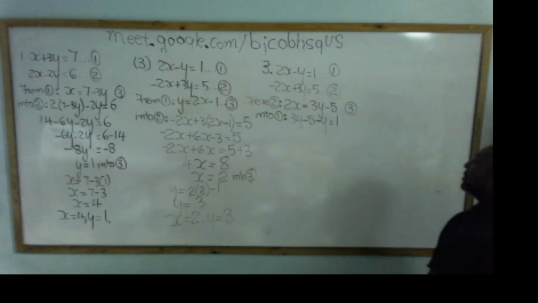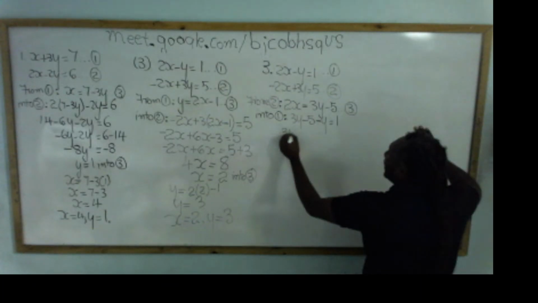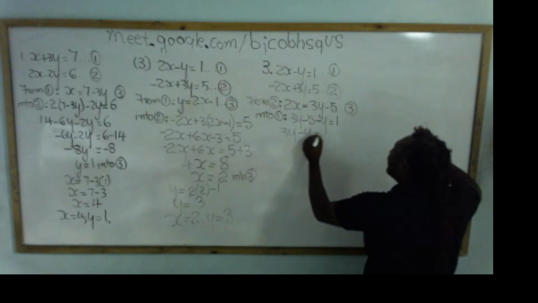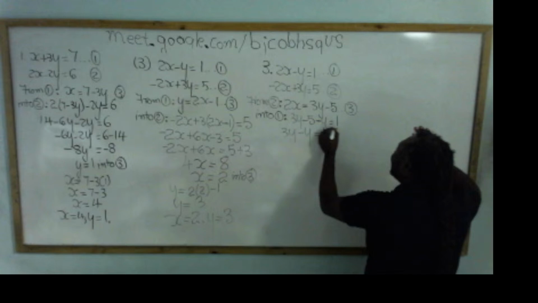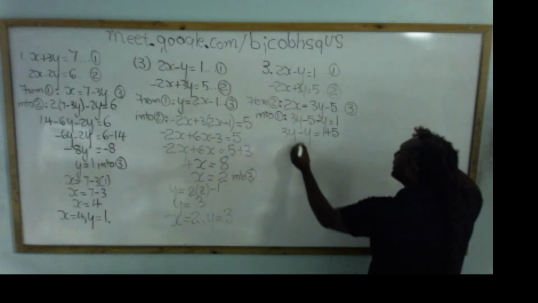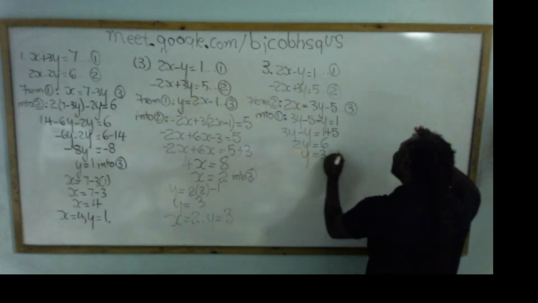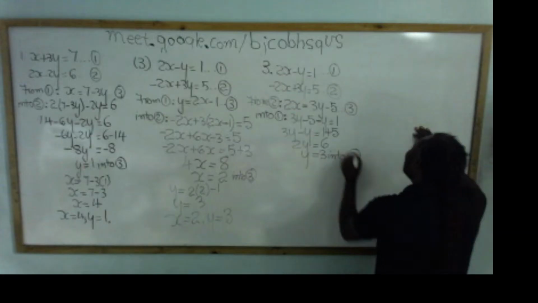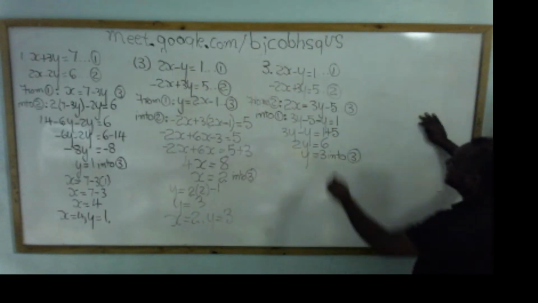Right, so we say what? 3y minus y is equal to 1 plus 5. So that is going to be 2y is equal to 6. So y is equal to 3. And we're going to put that into equation 3 as usual, the substitution equation.